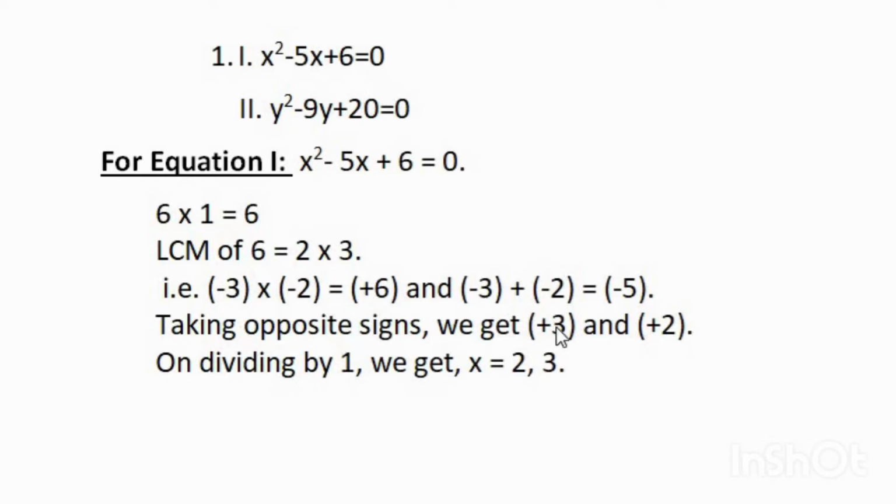Taking opposite signs, we will get plus 3 and plus 2. And on dividing by the x square term, which is 1, we will get the same numbers, that is 2 and 3. So the values of x are 2 and 3.